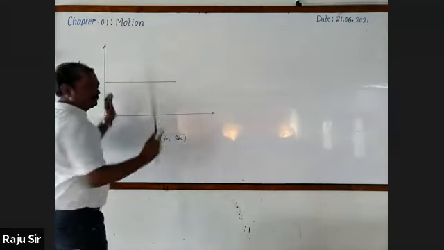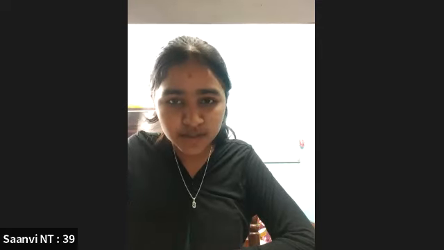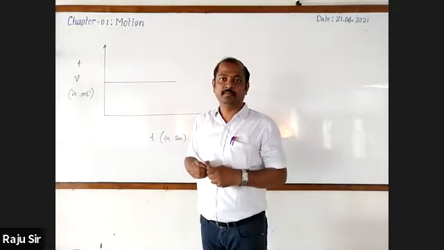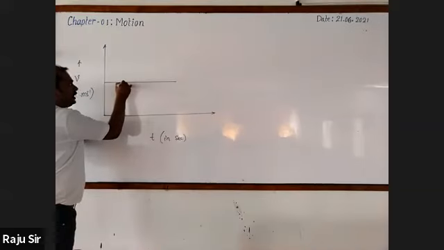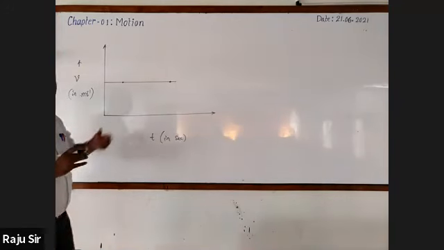Lavanya, could you tell? Constant velocity. The body is moving with a constant speed. Very good. I am going to take 2 points on this line, which represents the constant speed.